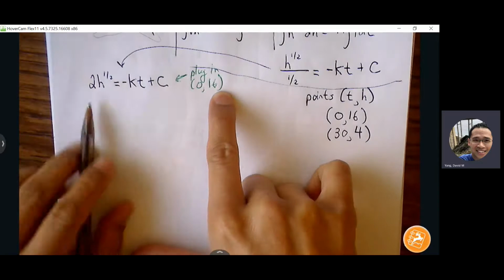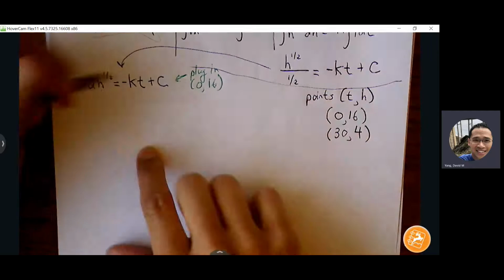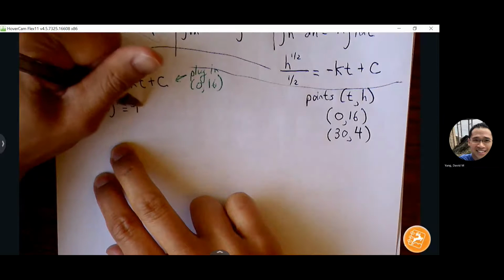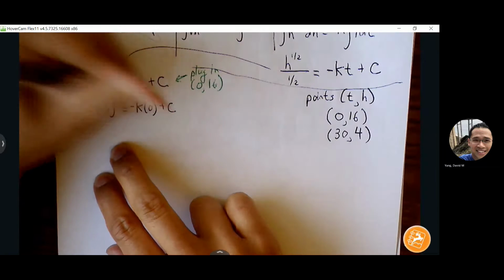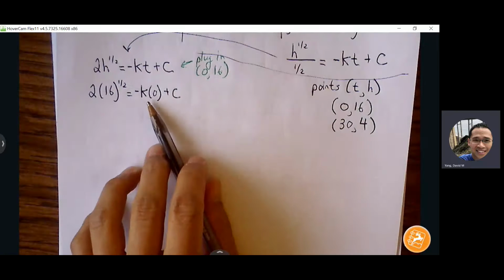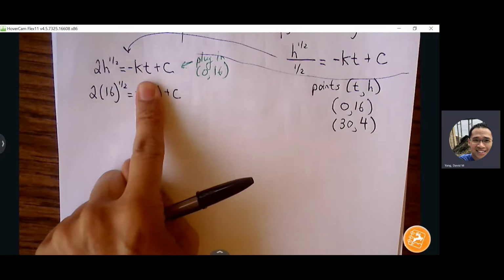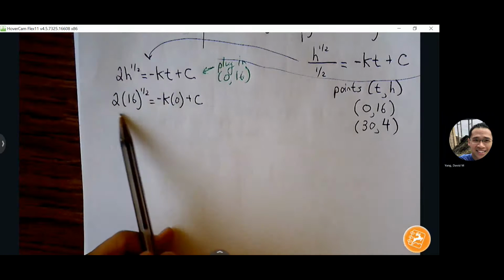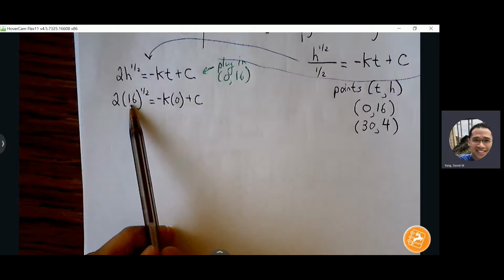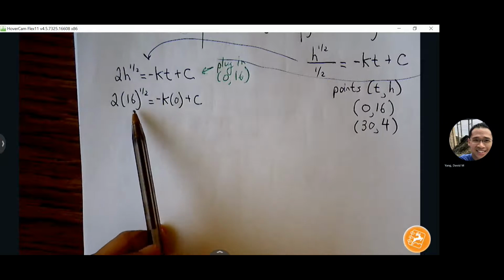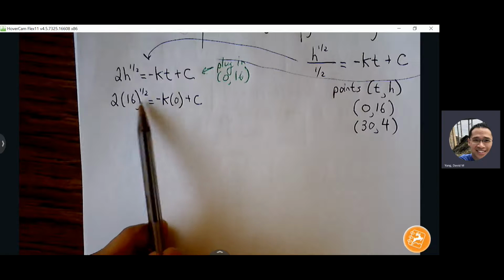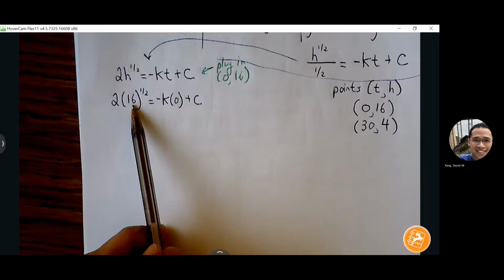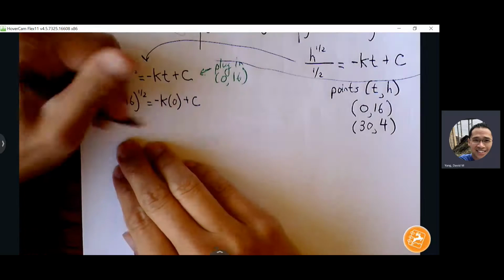Okay, so 16 in for h and 0 in for t. Okay, that's good. k is going to go away. We can isolate c. Careful with order of operations here. What do we do first? Do we do 2 times 16 first and then take the square root, or order of operations, exponent comes first, right? We have to do the square root of 16 first, and then we turn around and multiply by 2. So the square root of 16 is 4, and 4 times 2 is 8. Okay.